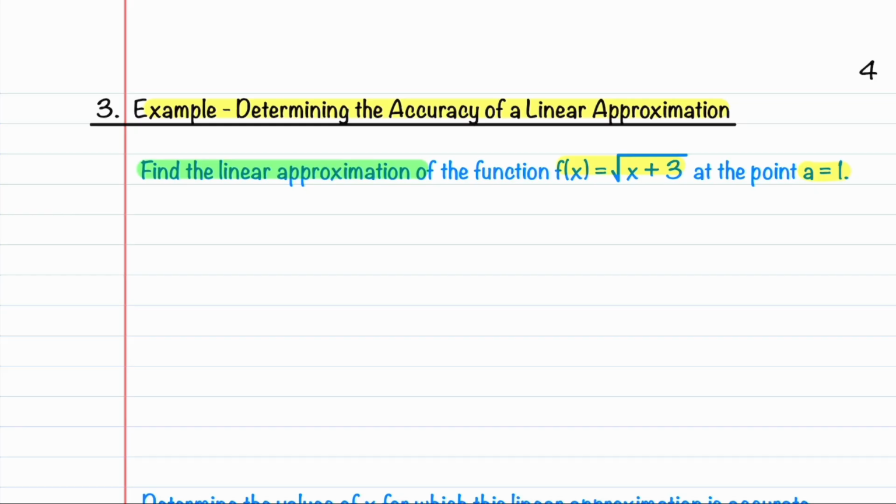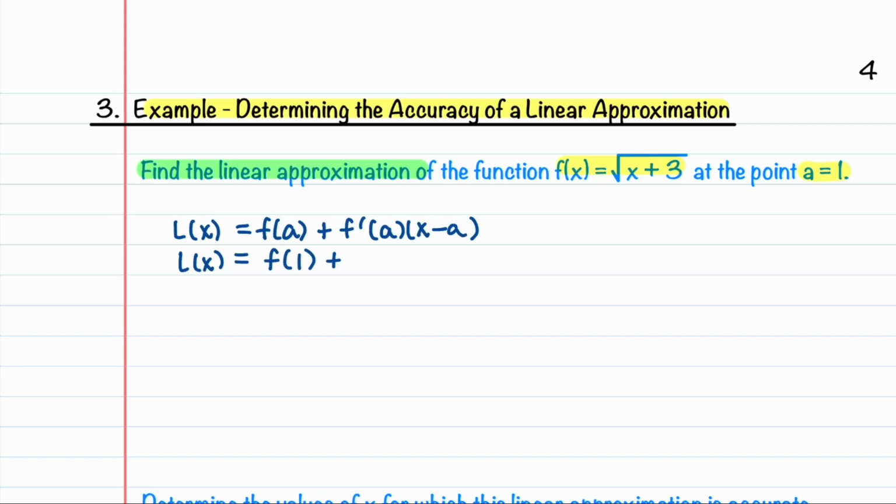So we're going to start by writing down the formula for a linearization. That is L of x is equal to f of a plus f prime at a times x minus a. Let's go ahead and substitute in that a is equal to 1. So L of x is equal to f at 1 plus f prime at 1 times x minus 1. We need to find f of 1 and f prime at 1.